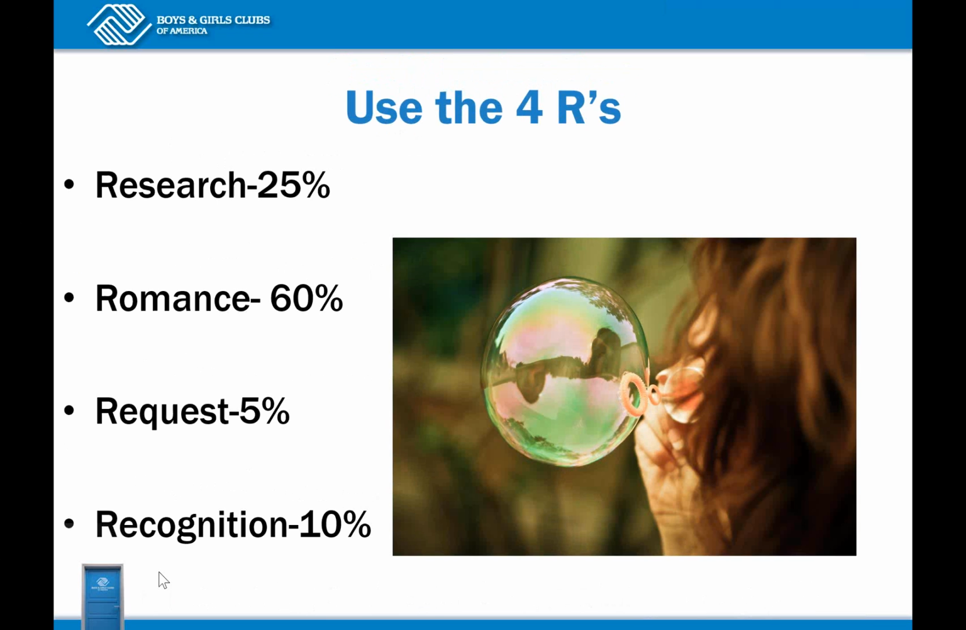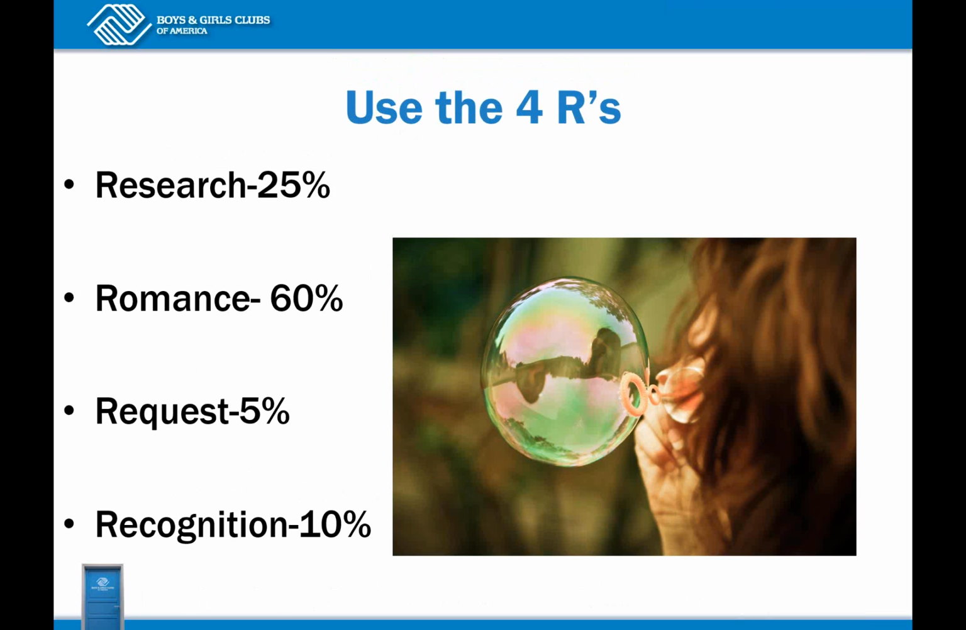So, speaking of dating, a lot of times people ask, how much time should I spend on each aspect of development? It can be really overwhelming knowing that you have so many things to do across so many different people. And so I think the 4 R's are really helpful. So this is research, romance, recognition, and request. And this is a good way that you can divide up your time, with research being 25% of your time, making sure that you're meeting with the right prospects, that you've got the right folks in your portfolio. And even once you're thinking about asking them, doing more research to learn what kind of a gift is appropriate.